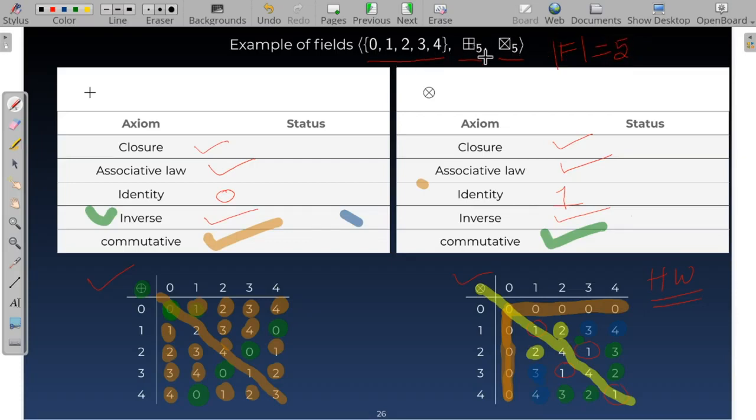If this is modulo 4 multiplication and modulo 4 addition, then you cannot define a field, because we have already seen that with respect to addition that was a group, but with respect to multiplication that was not a group. So it has to be a commutative group with respect to both addition and multiplication, and it is not going to be satisfied if this is not a prime number. Okay, so this is one of the examples of a field.